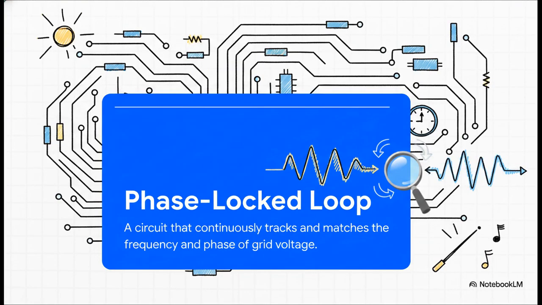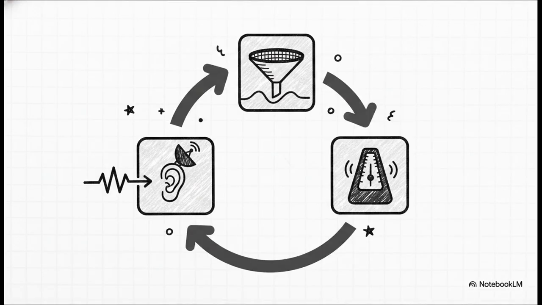To ensure this perfect rhythm, the inverter relies on something called the phase-locked loop, or PLL. Think of the PLL as the master conductor of the whole operation. It's a foundational electronic circuit that literally never sleeps. It continuously monitors the grid voltage at the point of common coupling, tracking its frequency and phase with intense mathematical precision. Let's break down how it actually pulls this off.